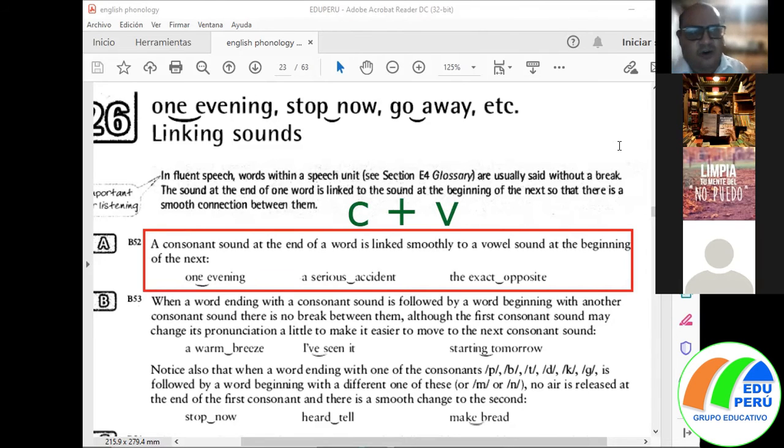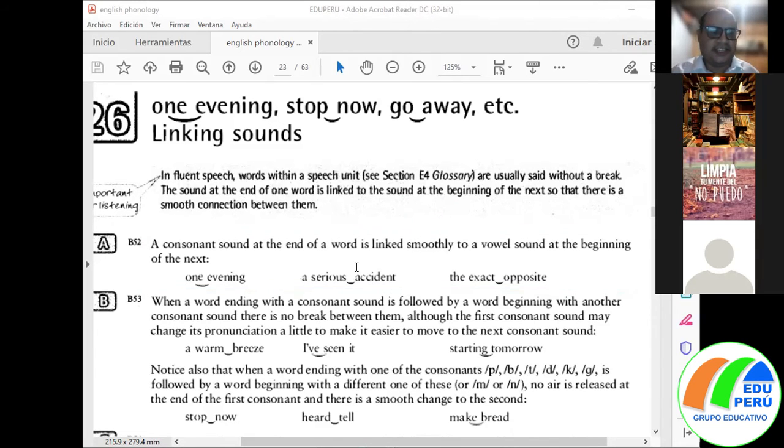The other, the exact opposite. Now, together, the exact opposite. You join the consonant in the previous word with the vowel in the next word, and you make a new syllable. Opposite. You don't separate them. One more time: one evening, a serious accident, the exact opposite. Notice you are going to link. Remember, this is the first case of linking and it's the most common of them. Consonant plus vowel. Let's pass to the other one. The second case.